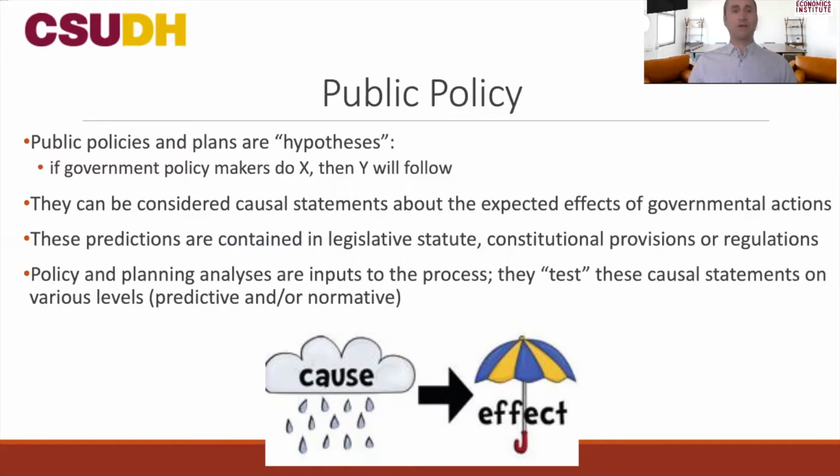These predictions are contained all over legislative statute, constitutional provisions, or regulations. When political figures are making statements about how they want to address particular problems, they'll say, I'm going to do this, and that's going to have this outcome. Policy and planning analyses are inputs to the process, and ultimately we're interested in testing those causal statements on various levels, whether being descriptive or predictive, whether looking at the world as it is and seeing whether the causal statements exist in that world, or whether they're looking at the world as it could be and estimating or projecting what the world could look like.